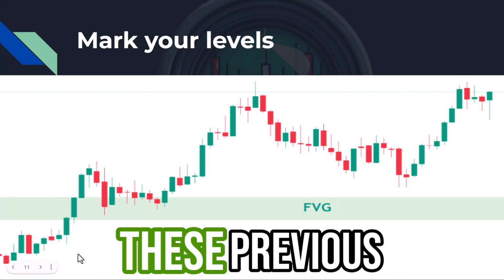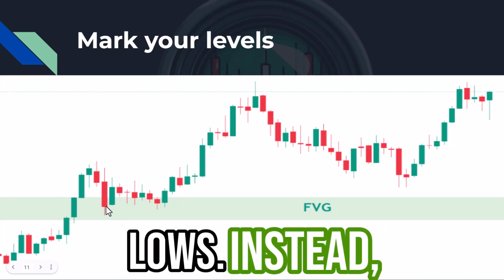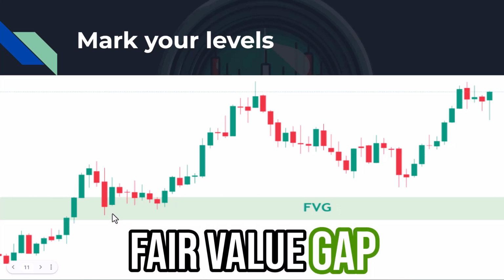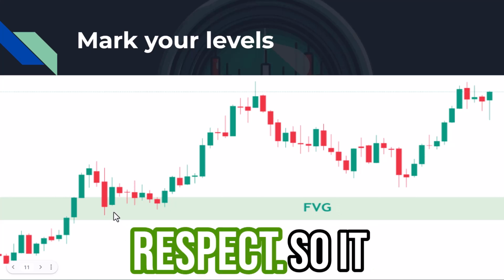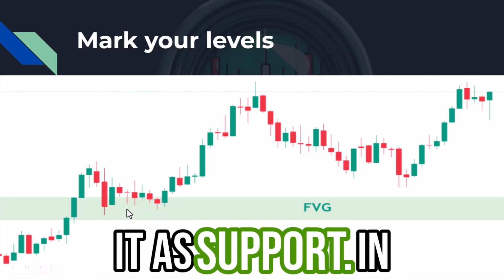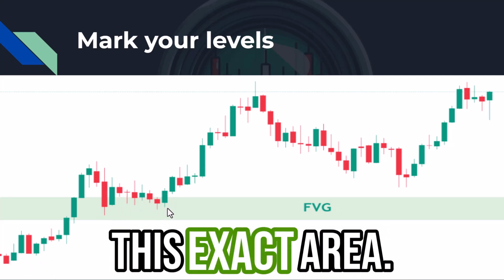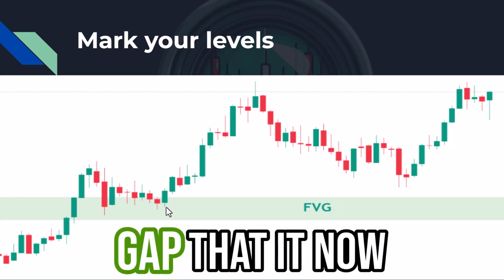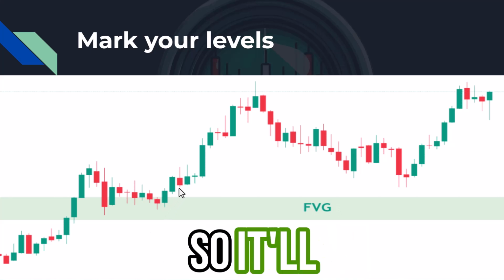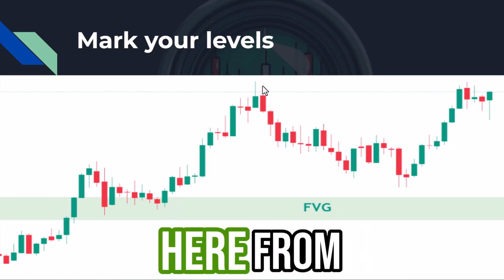It does not return to these previous lows. Instead, it respects this area. It sees, okay, you are a fair value gap that I want to respect. So it comes down here and it uses it as support. In fact, it's off of this exact area, this fair value gap, that it now starts to continue in a buy program. So it'll continue and take off from there.